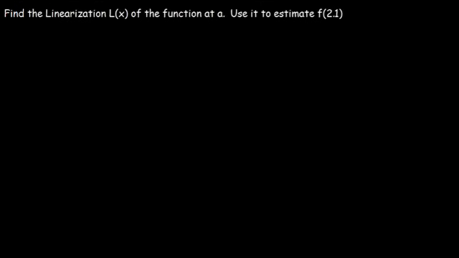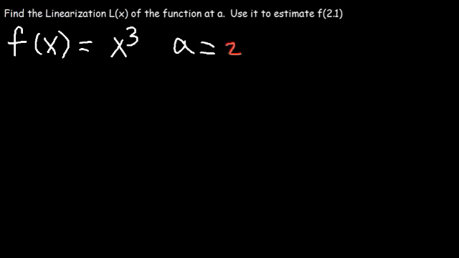Now it's your turn. Let's say that f of x is equal to x cubed and a is equal to 2. Using this information, go ahead and find the linearization L of x of the function at a and use it to estimate f of 2.1. So basically, estimate 2.1 raised to the third power. Now let's see if we can estimate it without a calculator, and then we'll check the actual answer with a calculator, because sometimes you may not be allowed to use a calculator.